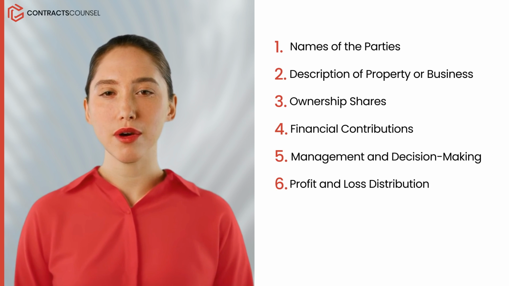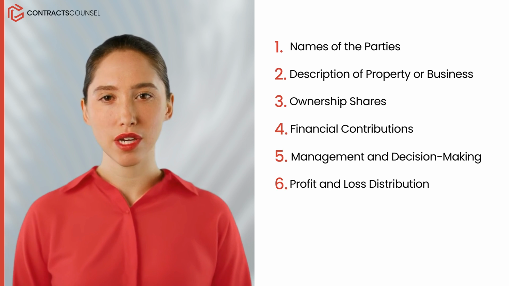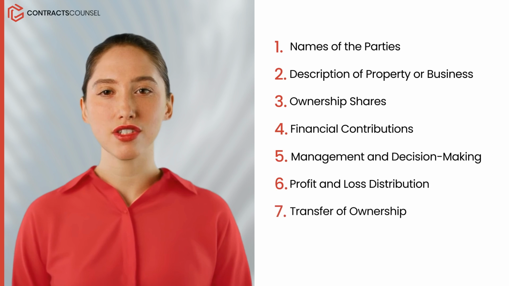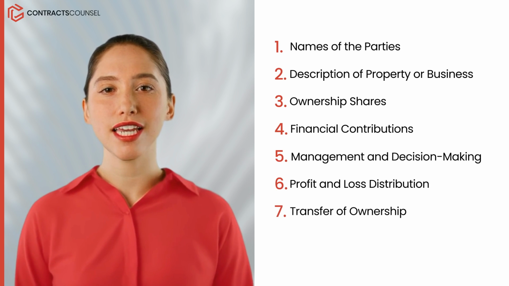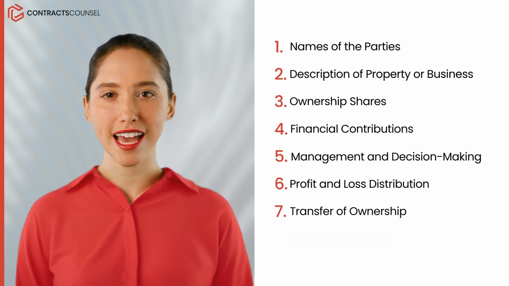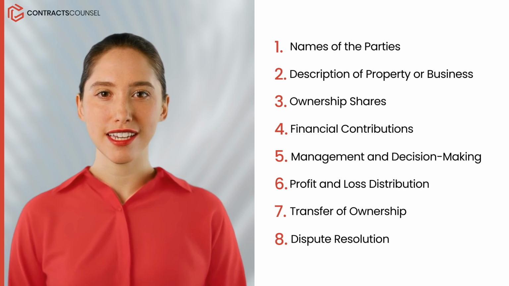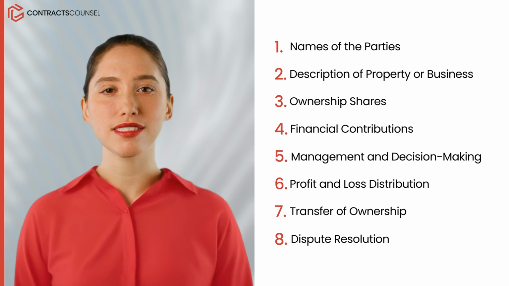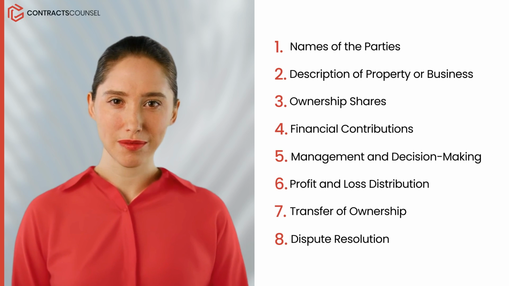6. Profit and loss distribution. This details how profits and losses will be shared among co-owners that are created by the property they jointly own. 7. Transfer of ownership. This section sets rules on how ownership shares can be transferred or sold. And 8. Dispute resolution. This details the procedure the parties can take in the event of a dispute.